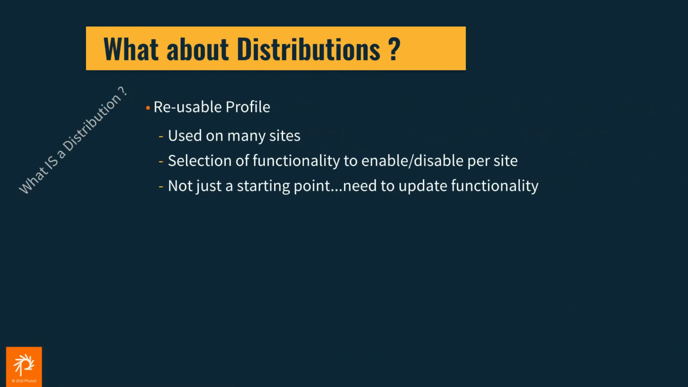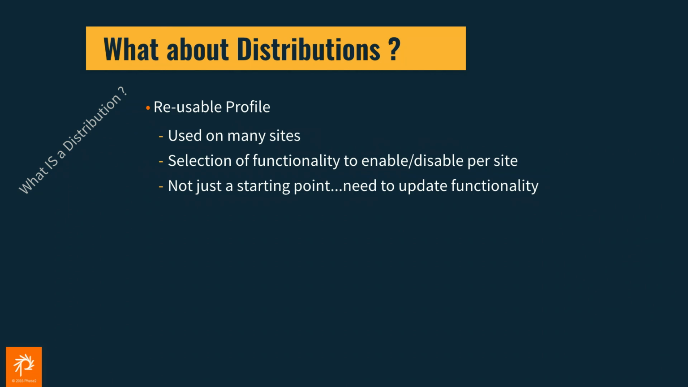But here's the kicker for some of you. What about distributions? So first of all, what is a distribution in this terminology? What I consider a distribution is kind of a reusable profile. So I said you can use profiles and you can install, you know, 100 different Drupal sites, but those are supposed to be kind of identical sites, you know, within your organization. What if you're trying to build a generic profile, like say OpenAtrium, that's intended to be used by lots of people on lots of different sites? That's a distribution, not just a profile.